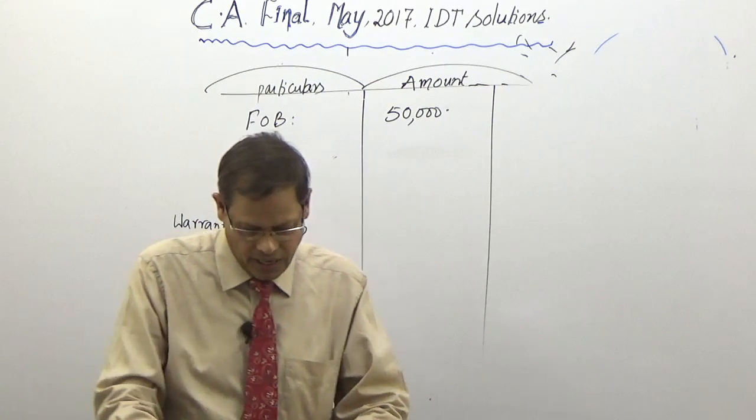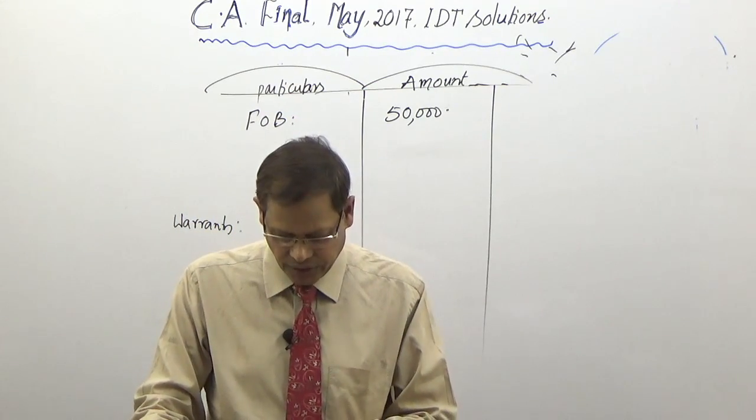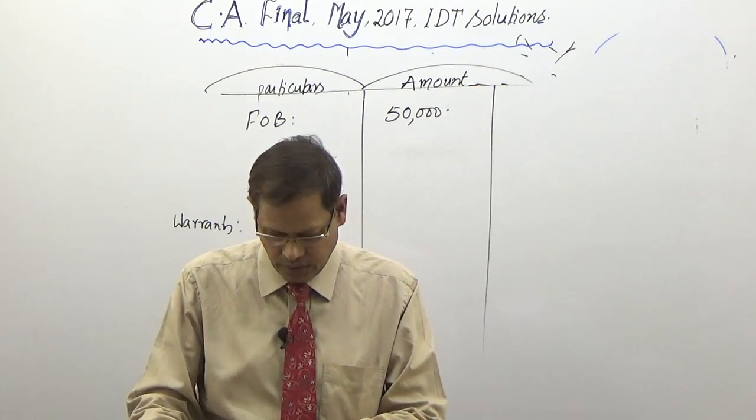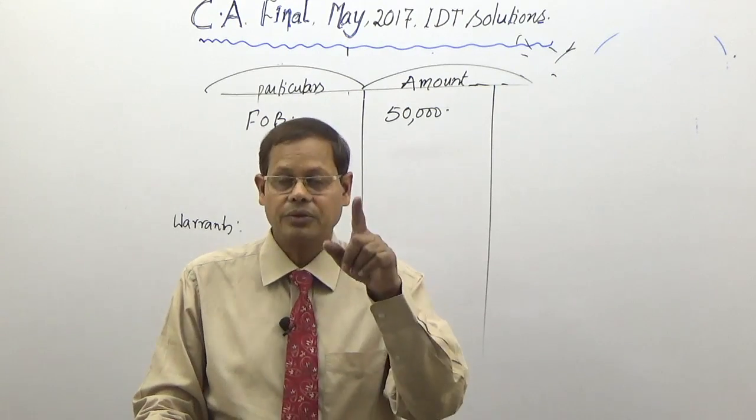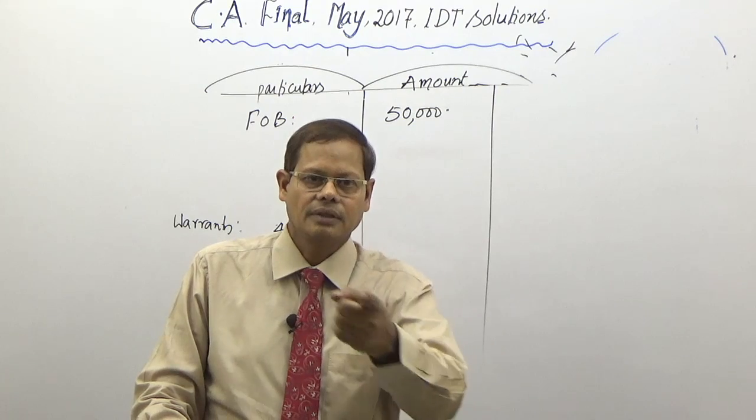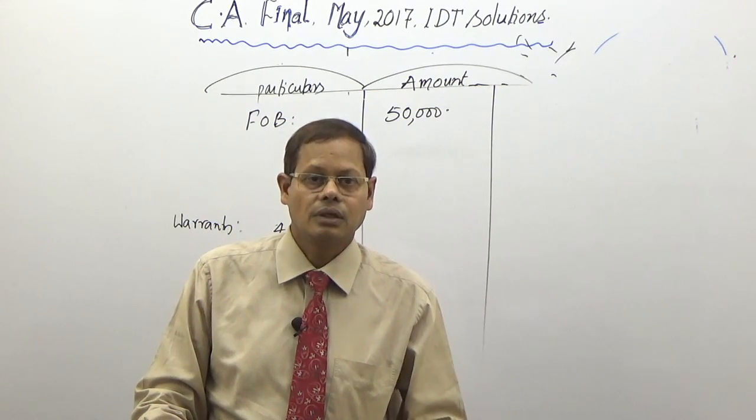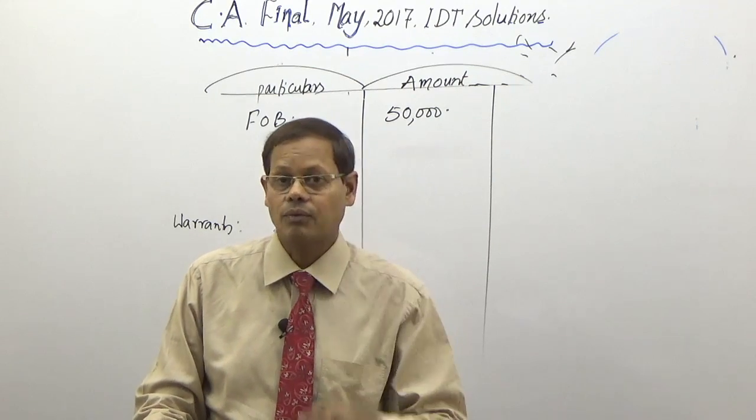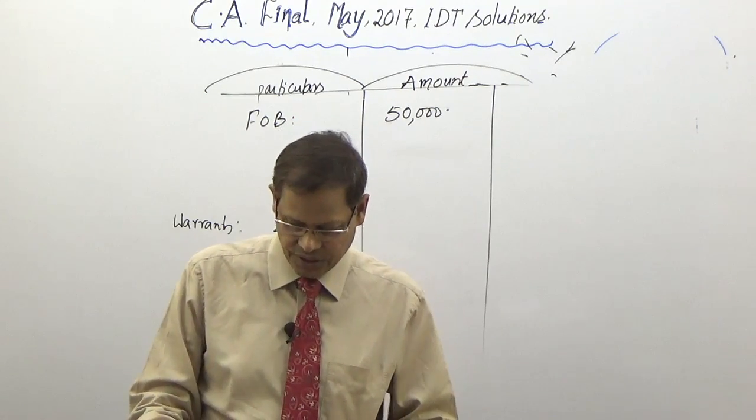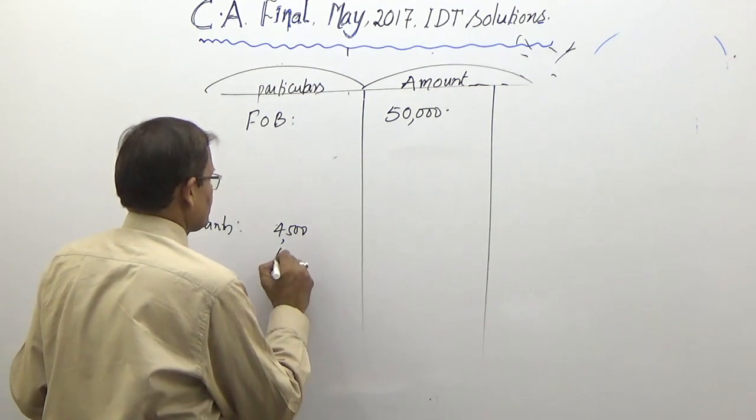Okay. And design and development charges paid in USA not included in the cost of the machine above. Design and development charges paid in USA. Any amount you pay outside the country, that is to be included. Refer to Rule 10, Rule 10.1 in particular. So this 6,000 is includable. It is chargeable to duty.